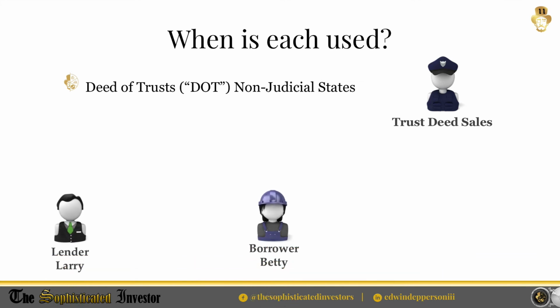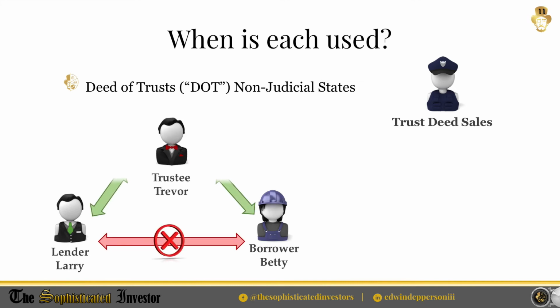So again, we have Betty the borrower and Larry the lender. Betty is paying Larry every month. She stops paying. They will communicate with the trustee. Remember, in a deed of trust, there is a third party appointed as the trustee. Larry the lender appoints that trustee. Betty the borrower does not. Larry the lender appoints an attorney to be the trustee of that deed of trust.